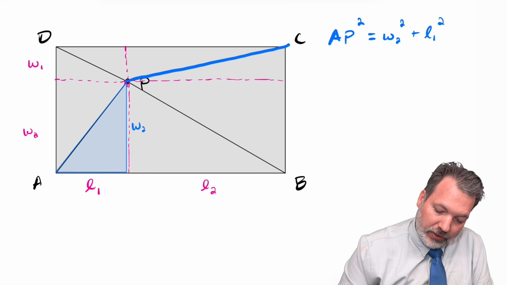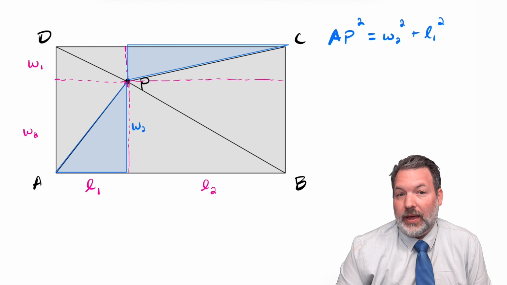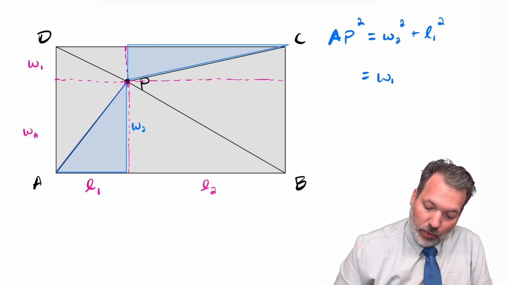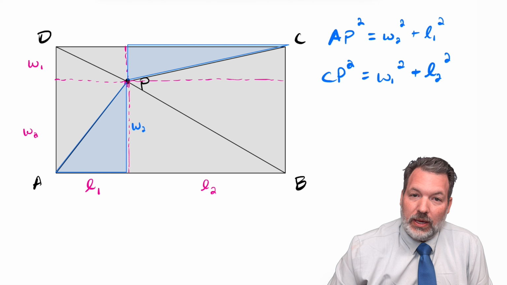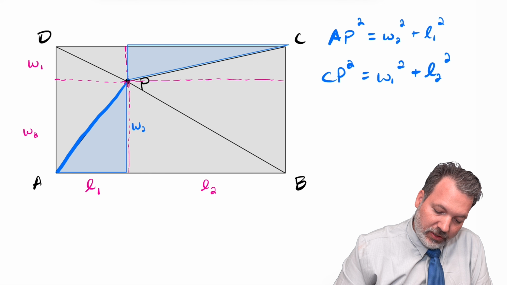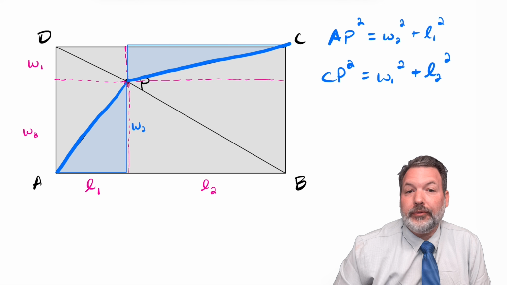Now, I'm going to go in here diagonally so that I can capture these other two lengths in a right triangle. That is, I want to capture the square of W1 plus the square of L2, which added together by Pythagorean theorem is going to make the square of CP. This means we now have two of our different lengths. We only need to figure out two more.